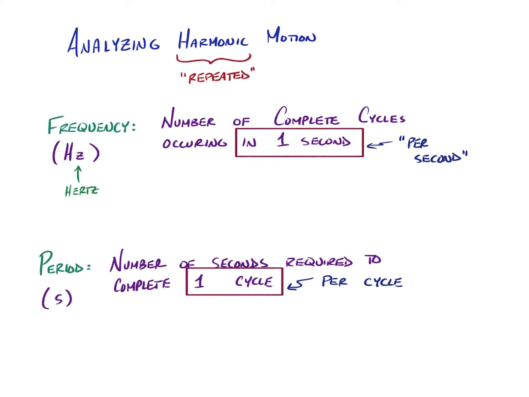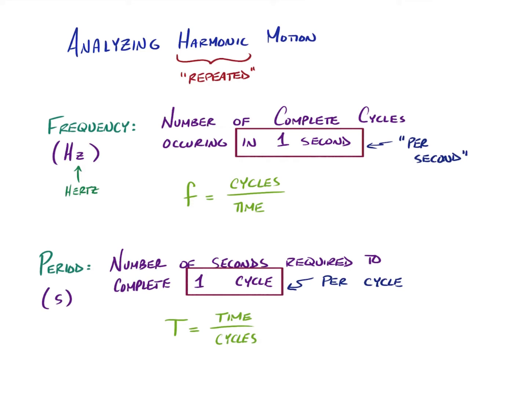If we want to calculate them, we can put those sentences into equation form. The frequency, which we represent with a lowercase f, is the cycles per second. So the cycles divided by the time. The period is the reverse. It's the time taken to complete one cycle. So you take the amount of time divided by the number of cycles that occur in that time, and that will give you your period.